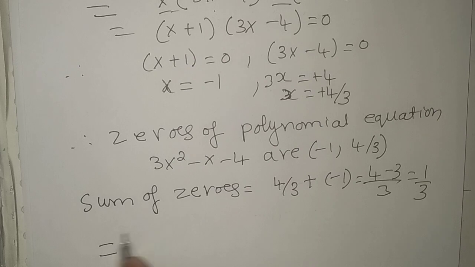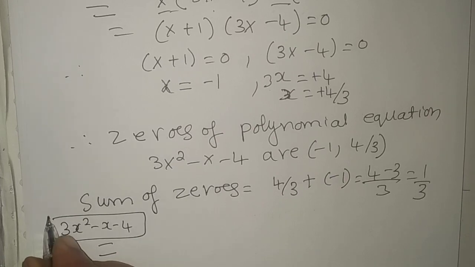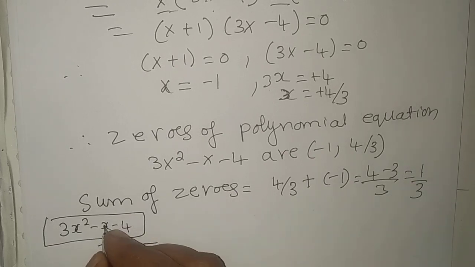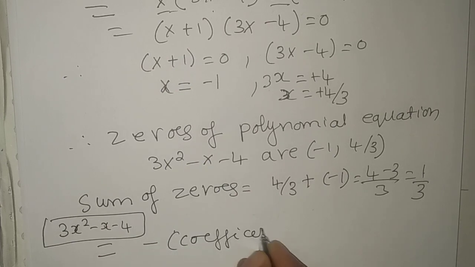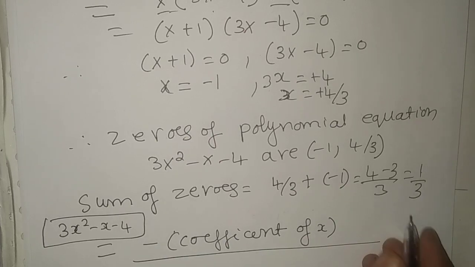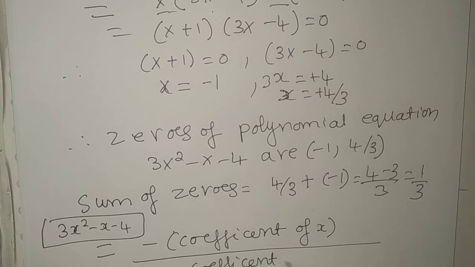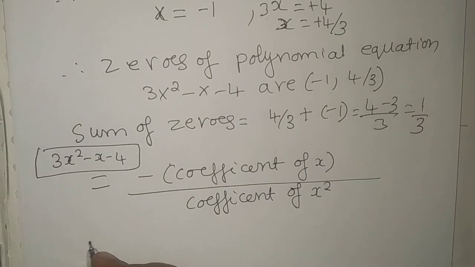Now see the expression, that is 3x square minus x minus 4. So where is the 1? 1 is present in the coefficient of x, so this is plus 1, take this minus 1, then coefficient of x by, what is 3? Coefficient of x square. This is in the form.